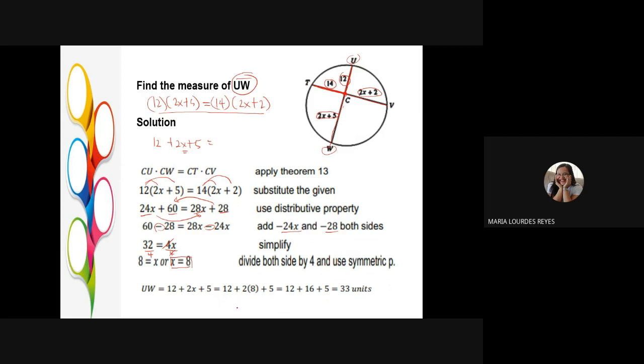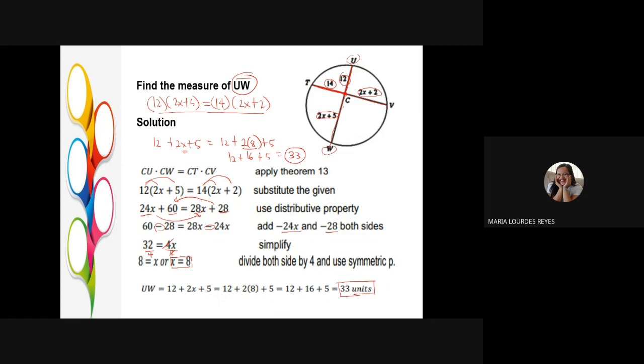The same as what we did here. So 12 plus 2 times 8 plus 5. Now applying the MDAS rule, 2 times 8, that would be 16. Bring down 12, bring down 5. So 12 plus 16 plus 5, the answer is 33. Now since cm, inches, meters are not given, you just have to write the word units. So the answer here is 33 units.